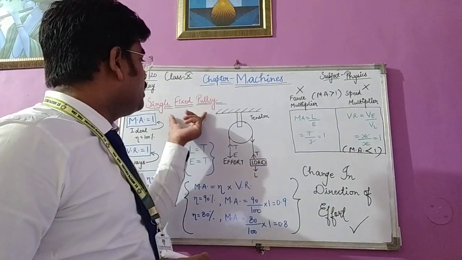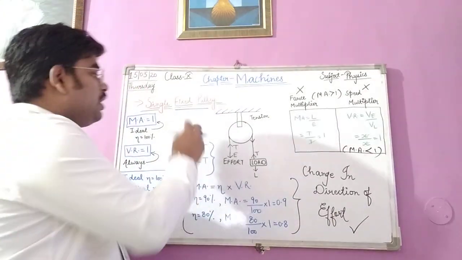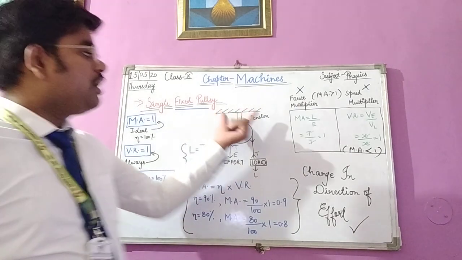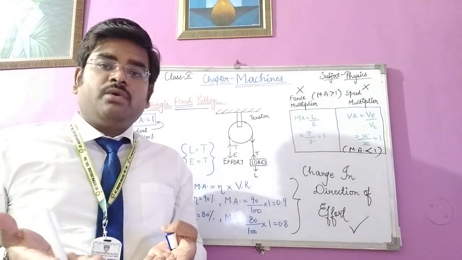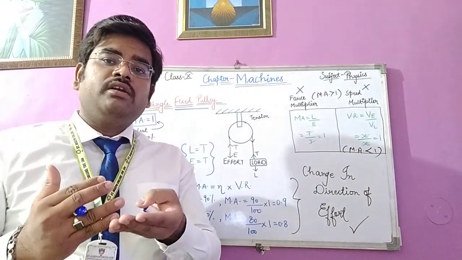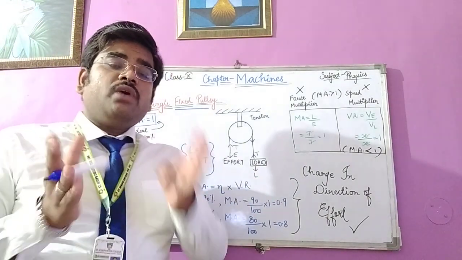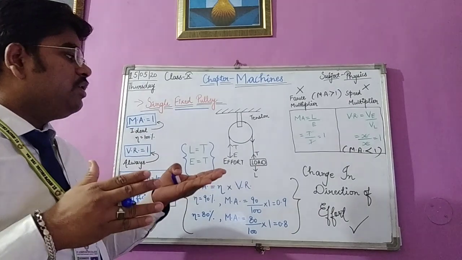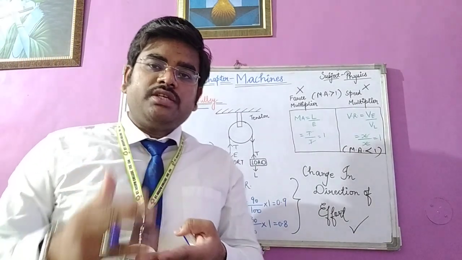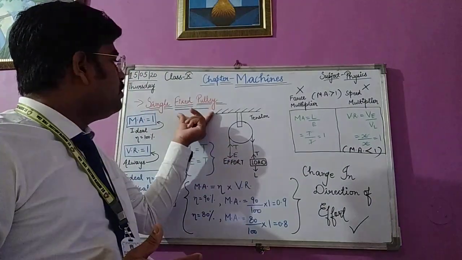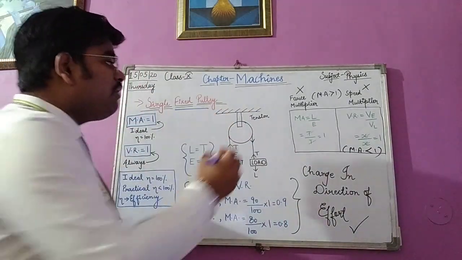So students, here the single fixed pulley is written. That is the diagram of the single fixed pulley. A single fixed pulley is used, as I have told you, to take out water from the well using a bucket. That pulley is also used for flag hoisting. Wherever you have to change the direction of the force, you only have to use this single fixed pulley. Got it? So have a look at this diagram.